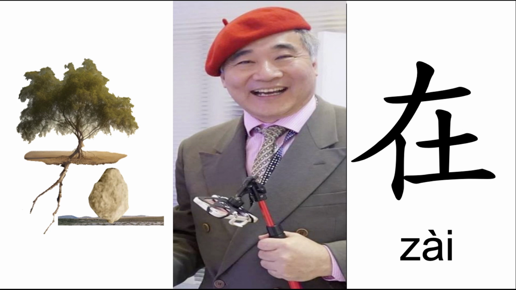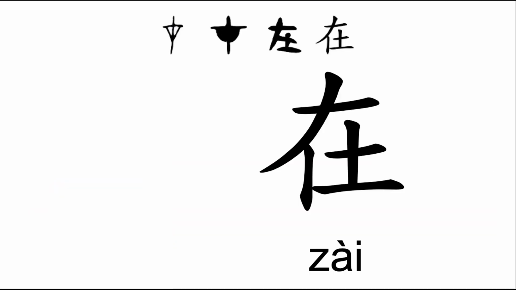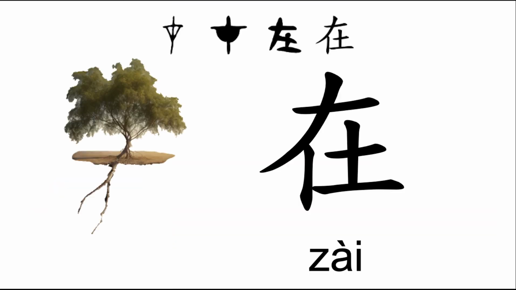In the pictorial depiction of this character, it features a plant with its roots growing downward and its shoots reaching upwards. The inverted triangle in the middle symbolizes a heap of soil. As the character evolved, we can observe that ancient people filled in this inverted triangle, signifying very stable ground. The plant image, with its roots firmly planted in the earth, conveys the idea of being fixed in one place, and that's the essence of 在, which translates to in or at.